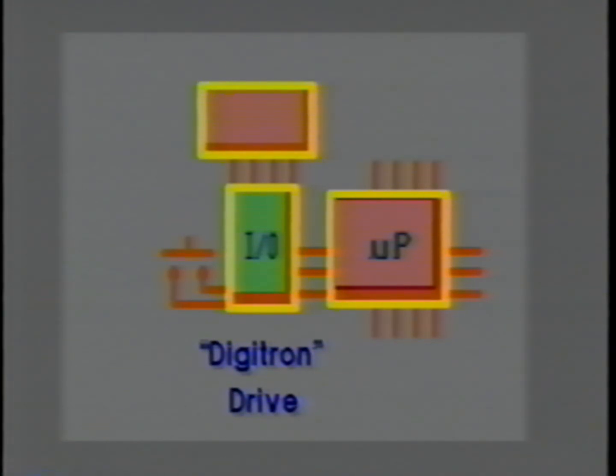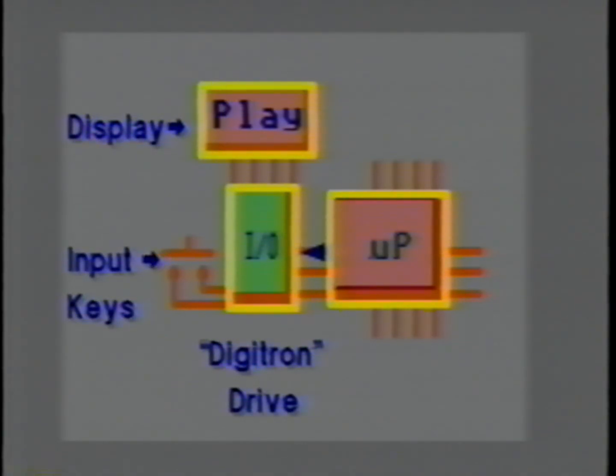The microprocessor simply sends the information to be displayed to the Digitron drive and receives the push-button code from the push buttons. The scan pulses and segment activity should be seen on the Digitron drive lines.